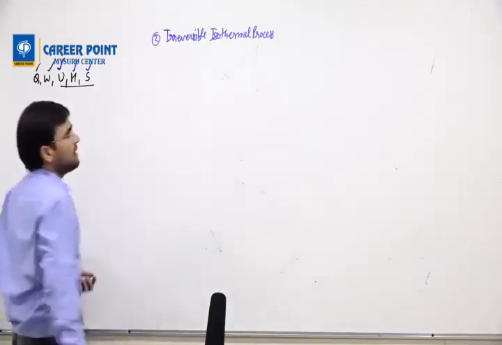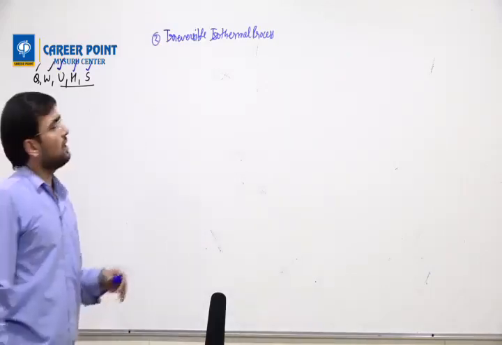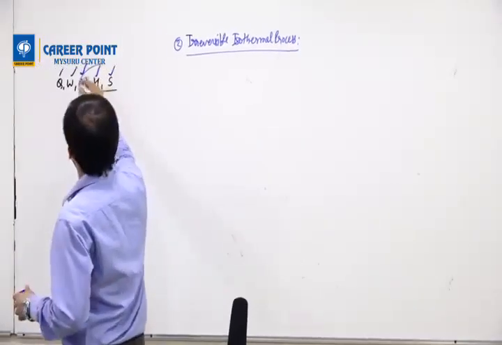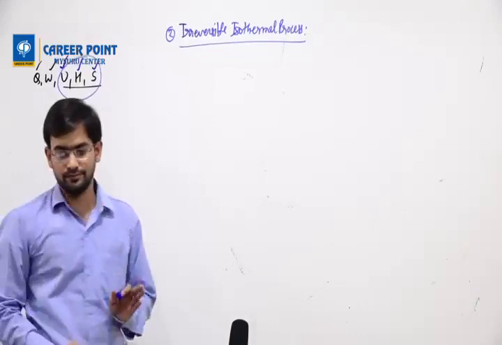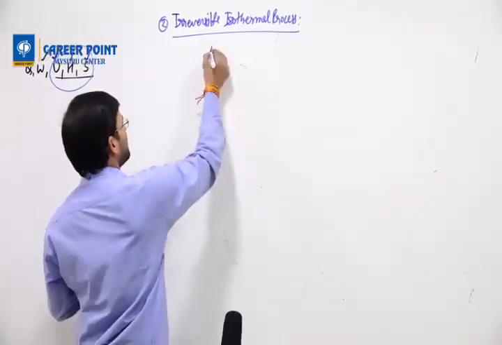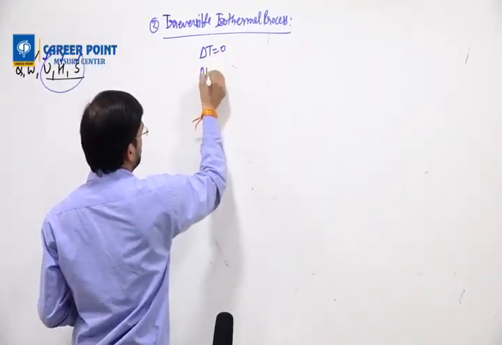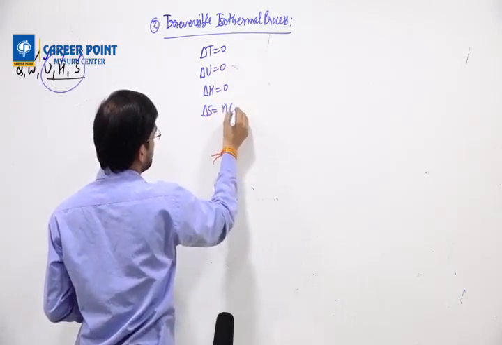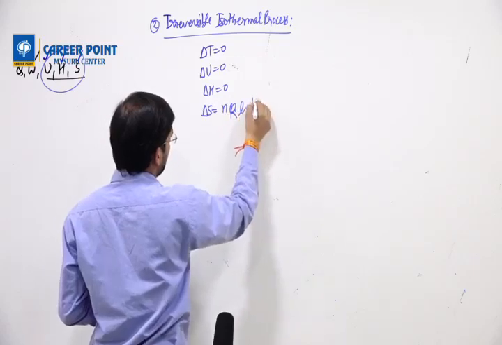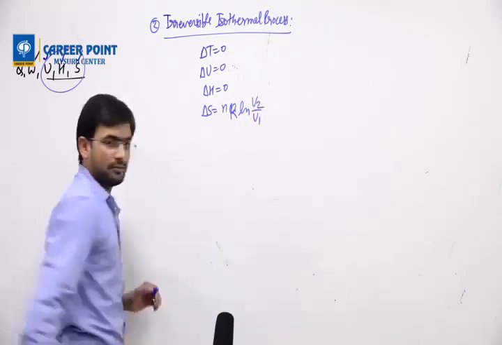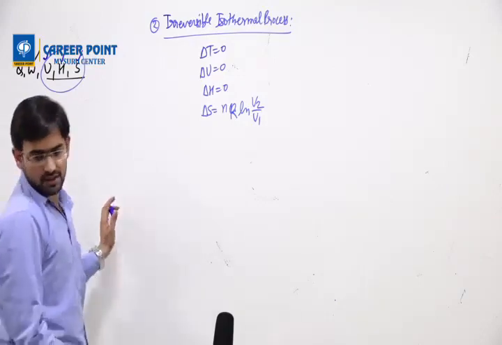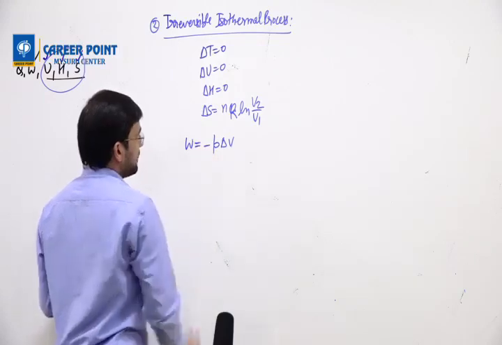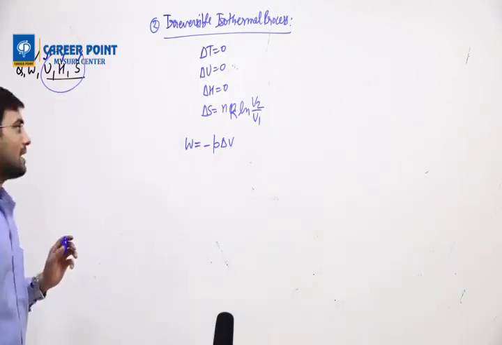This is second. Irreversible isothermal process. In this process, all these three values are the same. So directly we will write delta T is 0, delta U is 0, delta H is 0, delta S equals nR ln V2 by V1. Then what is the difference? Q and W are different. W equals minus P delta V here.